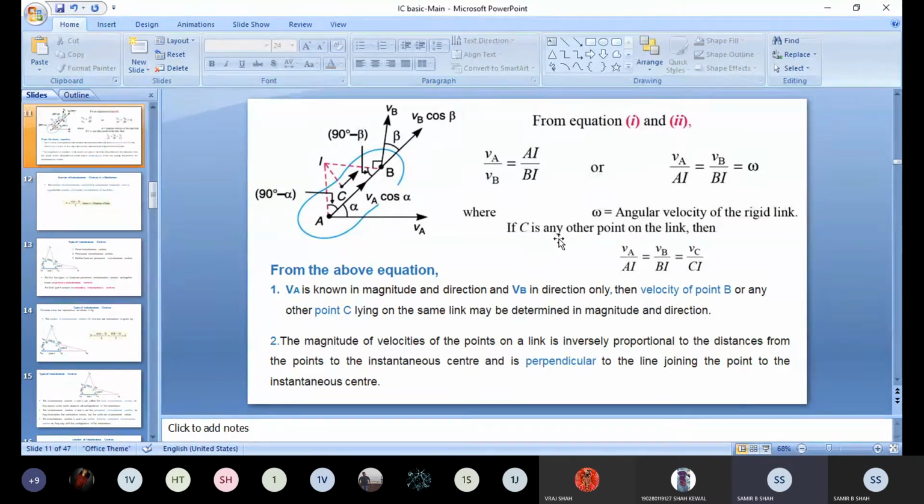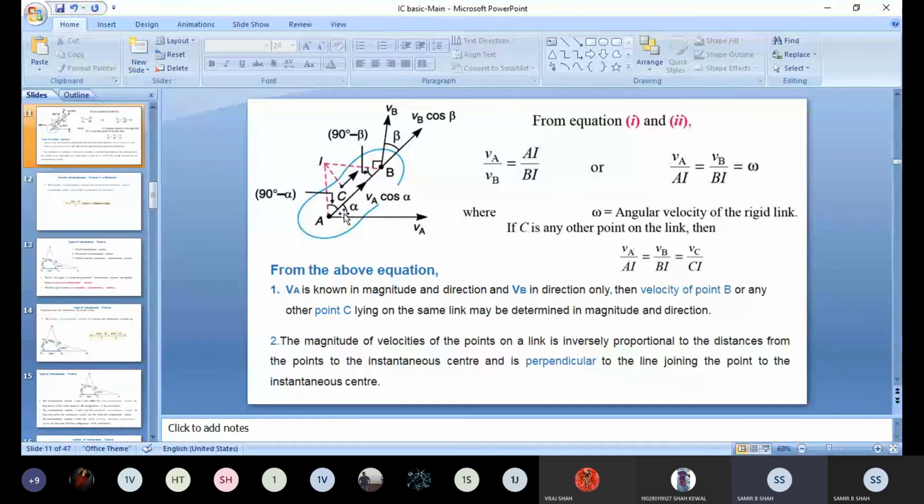If C is any other point on the link, the same way applies. Suppose besides AI and BI there is any point C, same way any point D. If points are increased, the equations also increase. So you get AI, BI, CI, DI. So VA by AI is equal to VB by BI is equal to VC by CI.